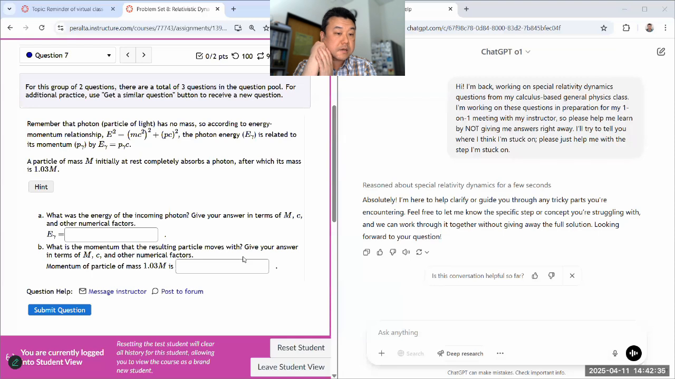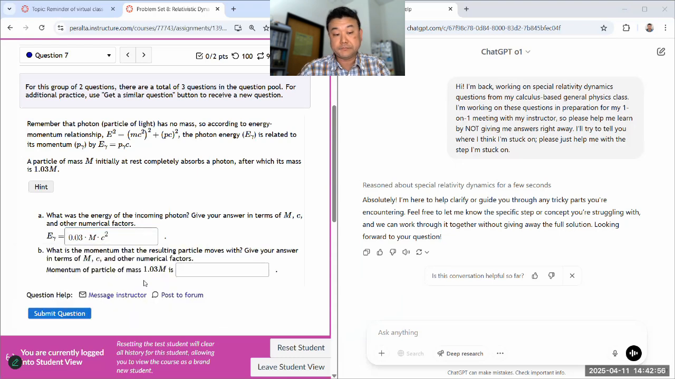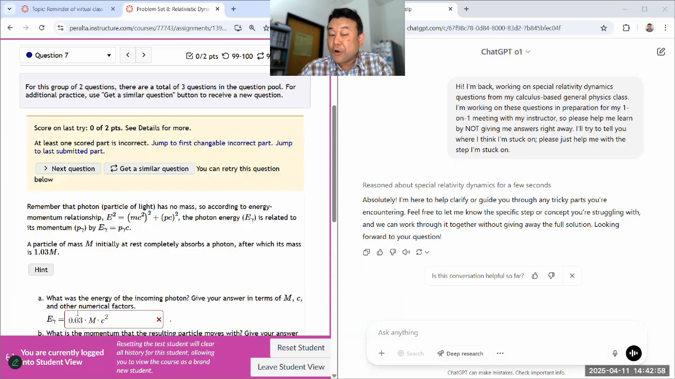Yeah, I think this is a kind of question where I could answer it naively. You could say, part of the mass absorbs the photon, it increases the mass. Okay, so the photon energy must have been this difference. So you might say, okay, 0.03 times m times c squared. And then it'll say it's wrong.